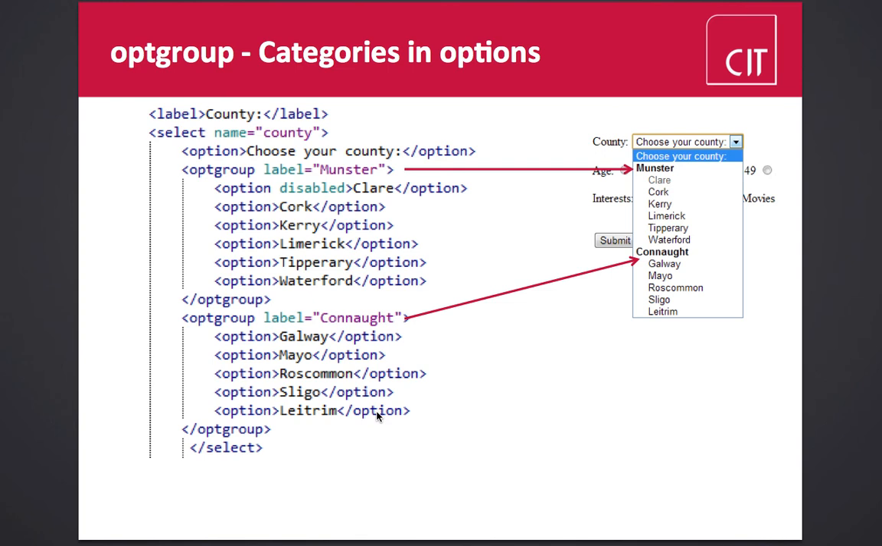You put a disabled attribute on an option if you want to disable it. So you have option disabled Clare there, so you obviously can't pick Clare. I don't know, there may be some reason. Let's say they were electives you could pick, and let's say we found out Clare was full or something. I mean, you could contrive some scenario.